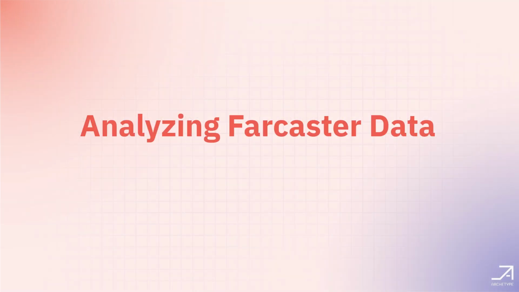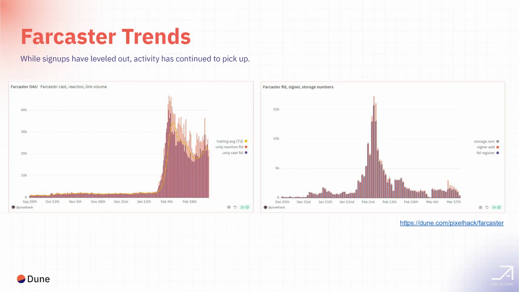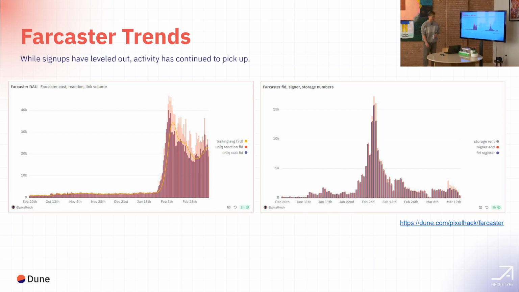So analyzing Farcaster data, this is the fun stuff. Probably most of us here have seen these charts from our good friend Pixel Hack, showing the growth of the network. We can see daily average users, based off of cast and reaction volume, peaked right when frames came out and dropped a little, and they're kind of coming back. So the activity on the network is quote unquote strong, and we'll get into that. Registrations also peaked around frames, but registrations have come down and not really gone back up yet.